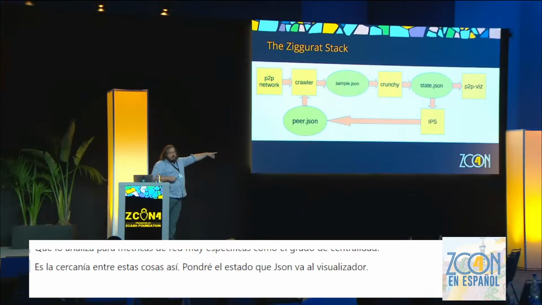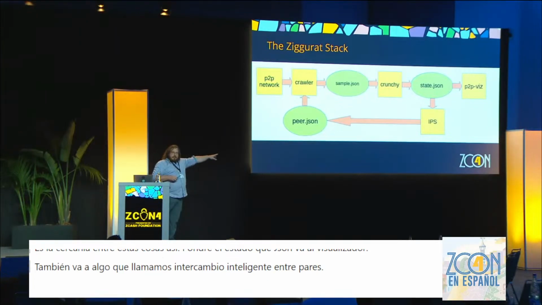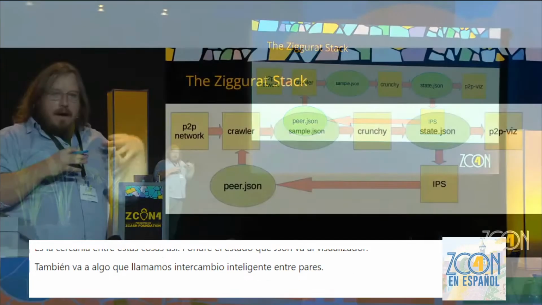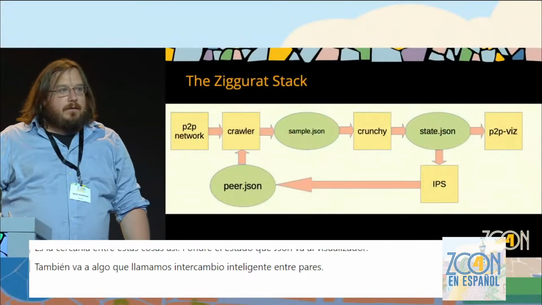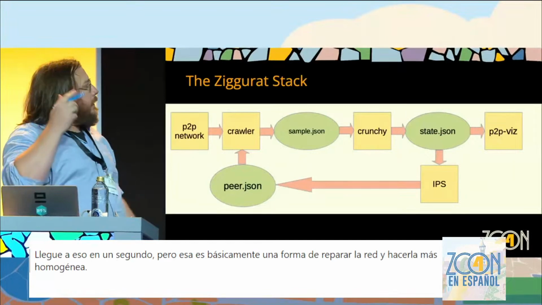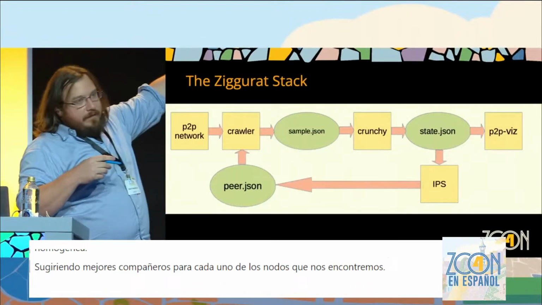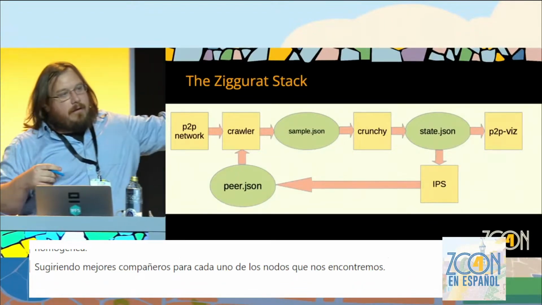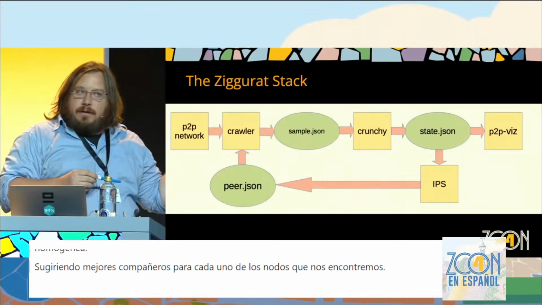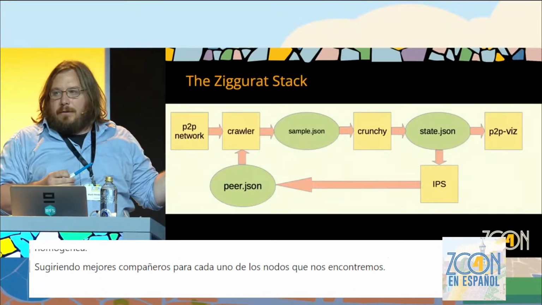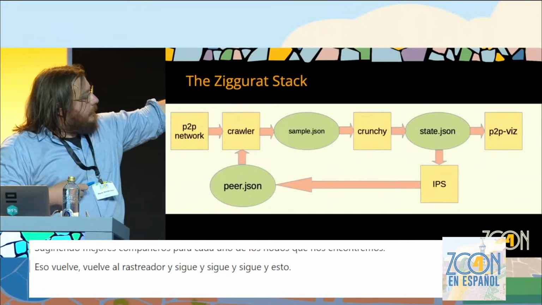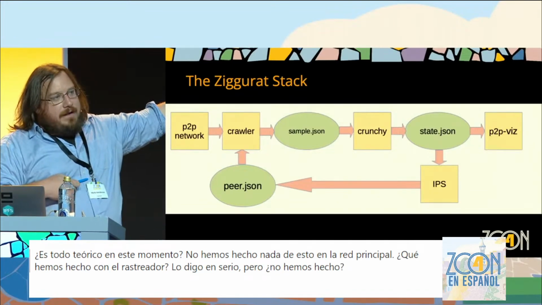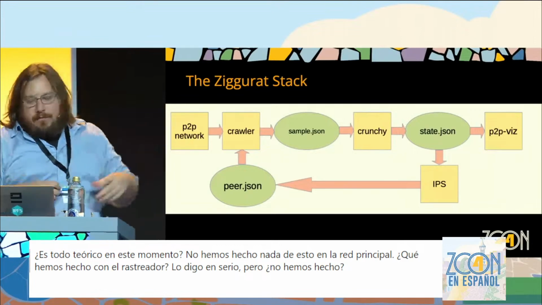Also goes to something we call intelligent peer sharing. Get to that in a second, but that's basically a way to sort of repair the network and make it more homogeneous by suggesting better peers to each of the nodes that we encounter. That goes back to the crawler, and on and on. And this is all theoretical right now. We've not done any of this on mainnet. Well, we've done the crawler on mainnet, but we haven't done the active peer sharing on main yet. But the findings we have been interesting.